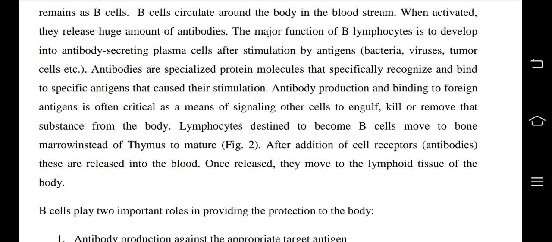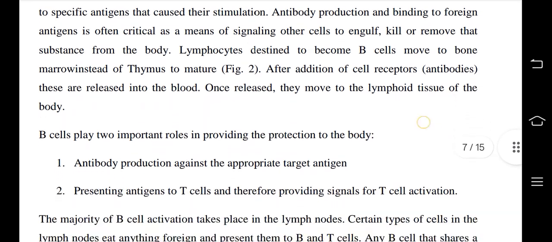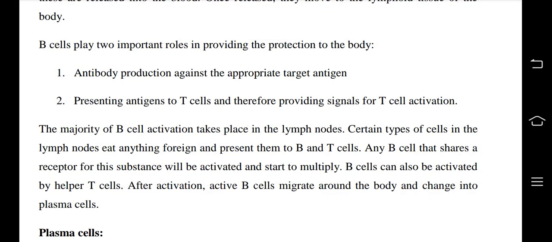Lymphocytes destined to become B cells move to the bone marrow instead of the thymus to mature. After the addition of cell receptors or antibodies, these are released into the blood. Once released, they move to the lymphoid tissue of the body. B cells play two important roles in providing protection to the body.